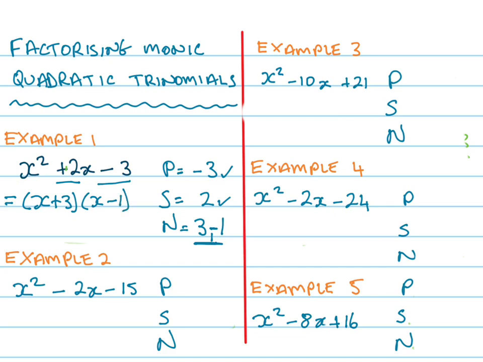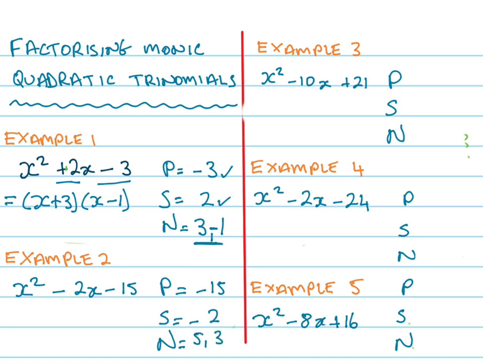Moving on. The second one, what's the product? Negative 15. What's the sum? Negative 2. I think it's got something to do with 5 and 3. 15's got other factors, but 5 and 3 look promising. Let's just write 5 and 3 down.